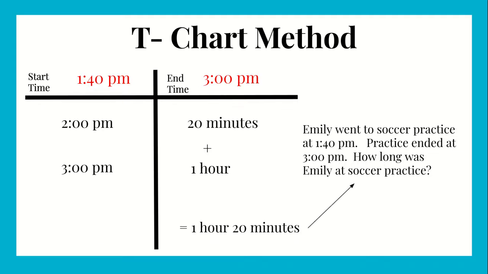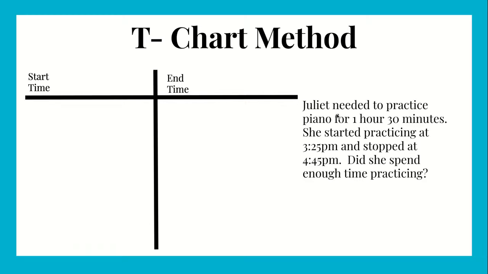Let's try another one. Juliet needed to practice piano for an hour and 30 minutes. She started practicing at 3:25 and stopped at 4:45. Did she spend enough time practicing? Did she spend an hour and 30 minutes? Let's try it. So my first jump is I'm going to try to get to a number that is a 30 or an o'clock. So I'm going to go to a 30. So I'm going to get to 3:30.